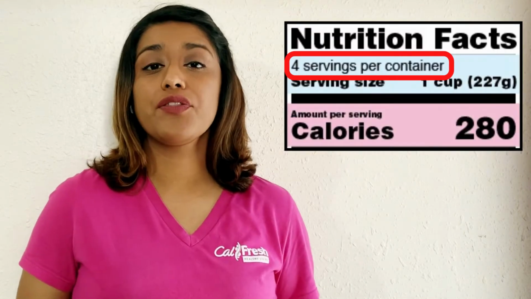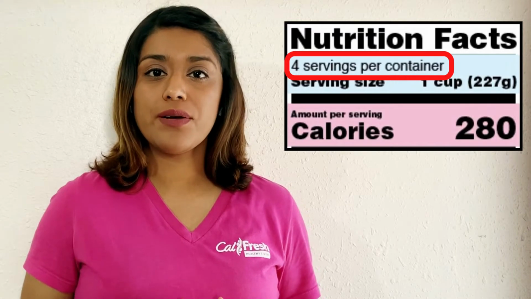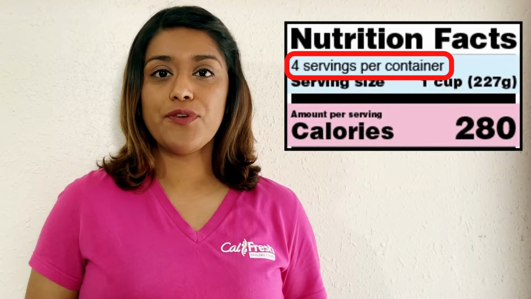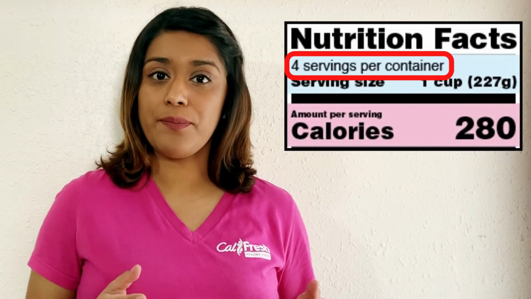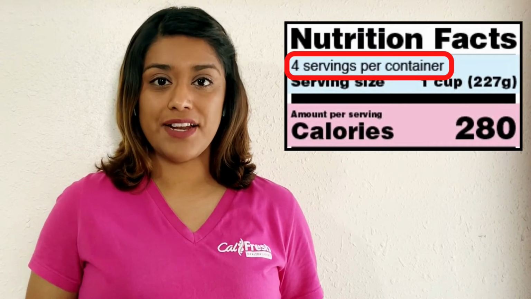The first thing you will see is servings per container right under the words nutrition facts. Servings per container gives us a total number of servings in the entire food package. Some packages of food may contain more than 1 serving per package. Here, you can see that there are 4 servings per container.